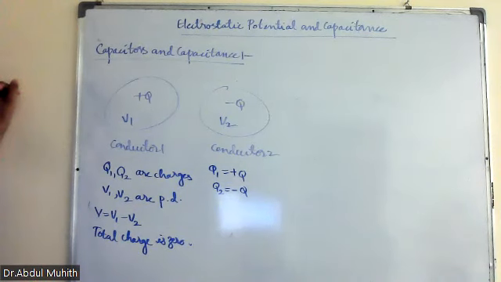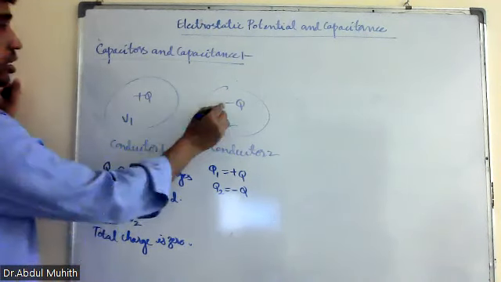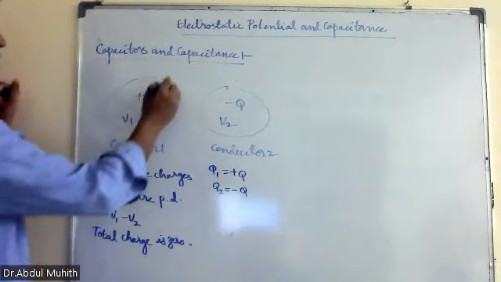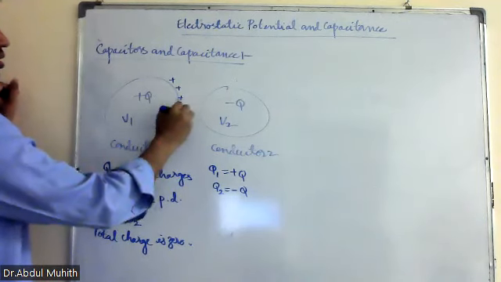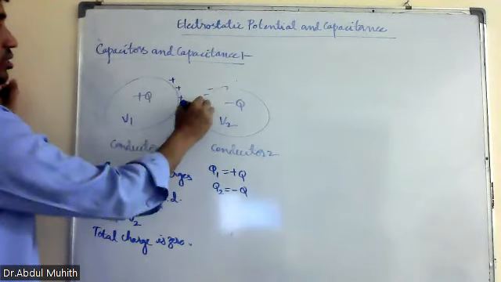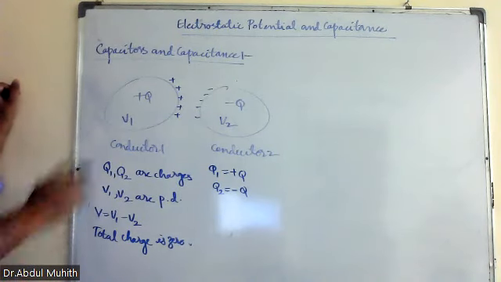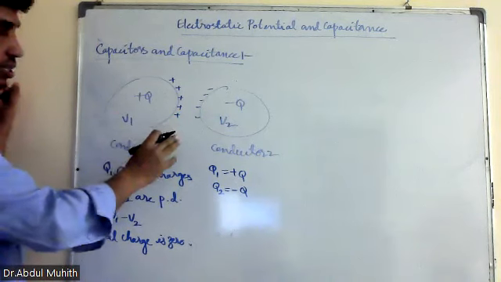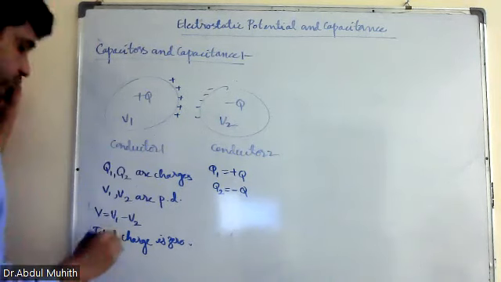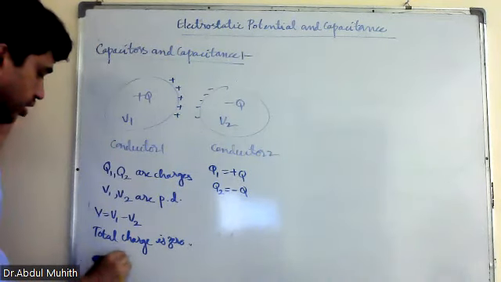So here what will happen? See, the more the charge, the more the potential. Here this is a negative charge. Okay, so the more the charge, the more will be the potential. Is that clear? So we are writing here Q is directly proportional to V.